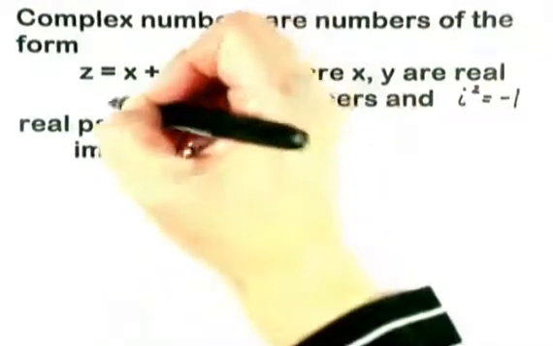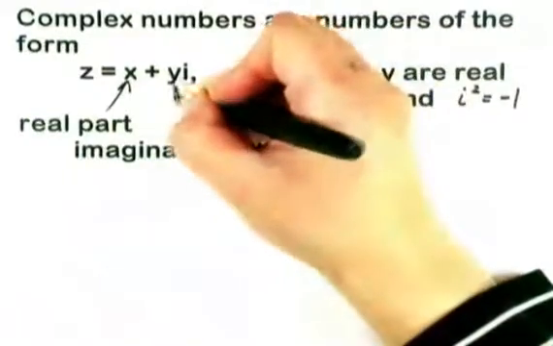Complex numbers are numbers of the form z is equal to x plus yi, where x and y are real numbers, and i squared is considered to be -1. So the first part without i is called the real part, and the number attached to i is called the imaginary part.